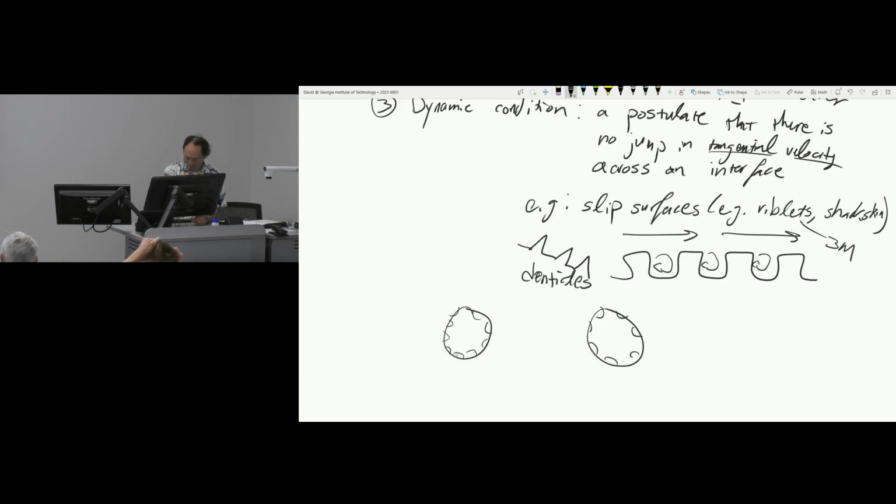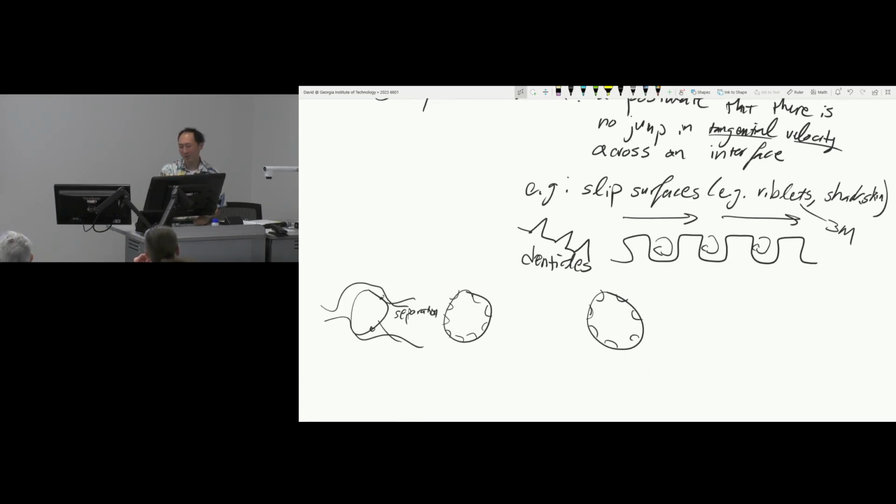And what that does is delay the separation. So a typical ball, you're going to have this thing called separation in the back. And these divots will change the separation point and reduce the drag on the ball. That's the basic idea why certain kinds of objects with a bunch of pockmarks can have lower drag, even though they have higher surface area, because of the delay of the separation point.